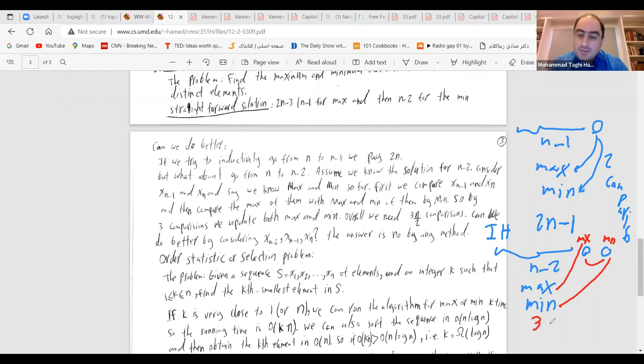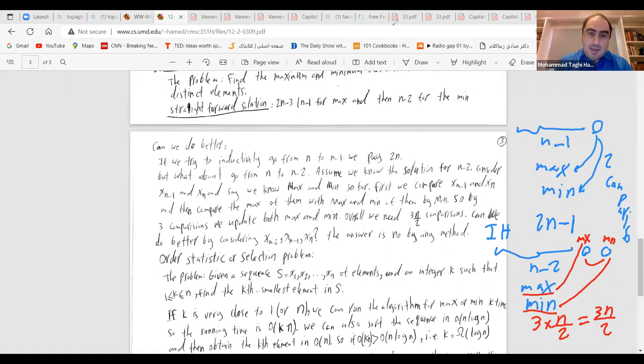So what is the total? The total would be three times n over two, which is 3n over 2. So we can do 3n/2 comparisons to find both max and min. And you can actually show that this is the best that we can hope for. That proof is more complicated, but you can do it. So this was the problem: we want to find the max and min, and we can do it better than the regular 2n minus 3 that we discussed.